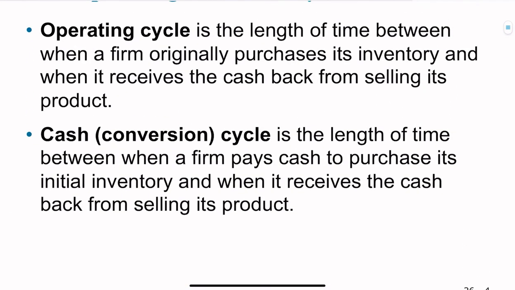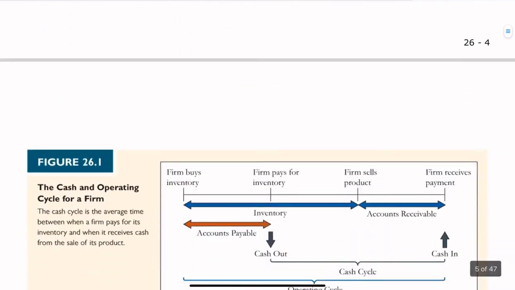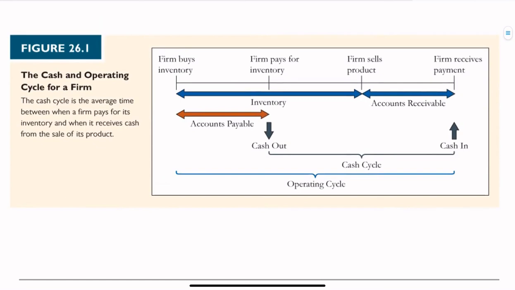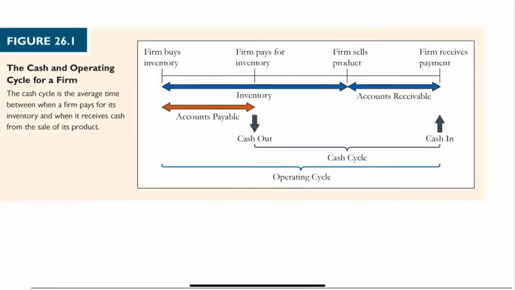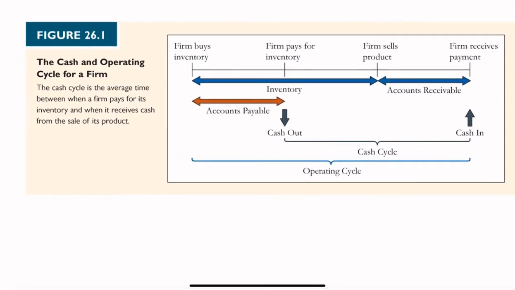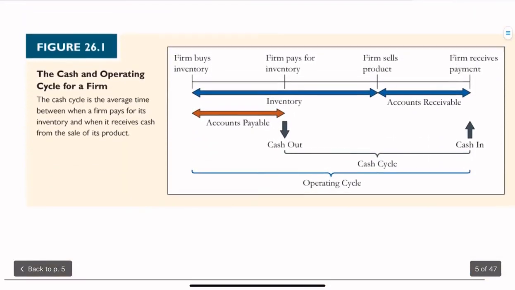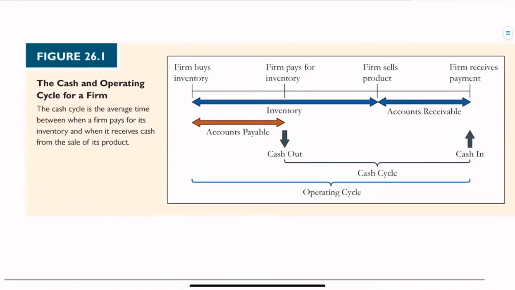So these definitions are quite dry here. But if you look at this picture here, then it will be quite easy to understand these two cycles. So let's look at this picture carefully. First you can see that we have the timeline here, which is really how a business will typically work, right?